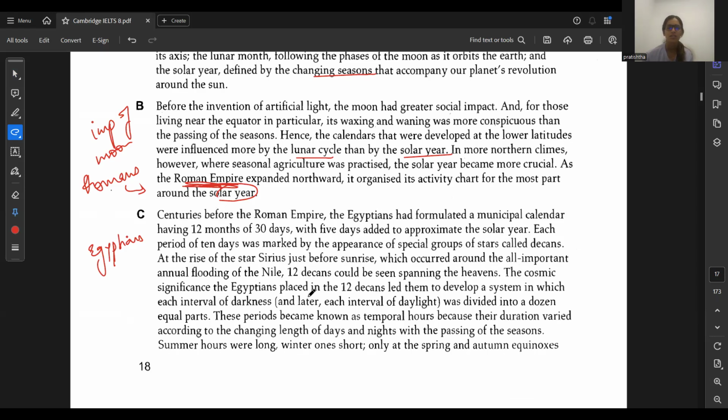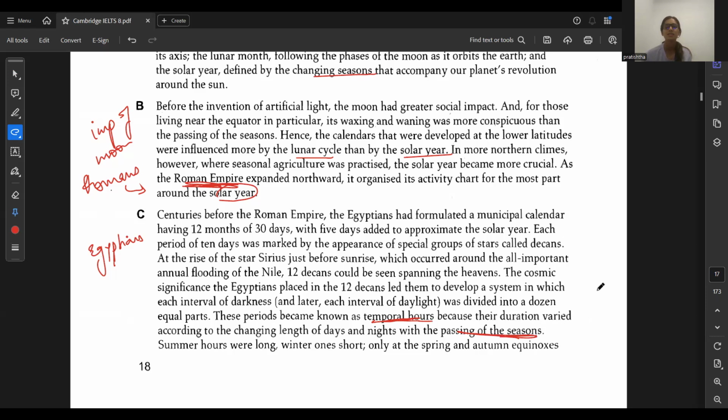The cosmic significance the Egyptians placed on the 12 decans led them to develop a system in which each interval of darkness was divided into a dozen equal parts. Okay, so this is like the whole process of dividing a day into hours. Okay, so with seasons, it changed, right?